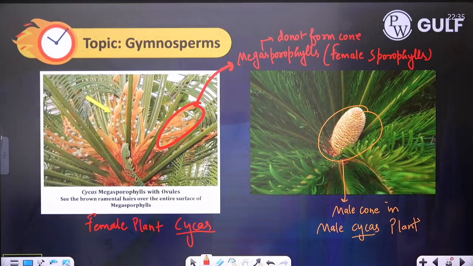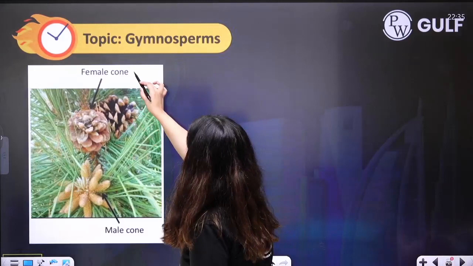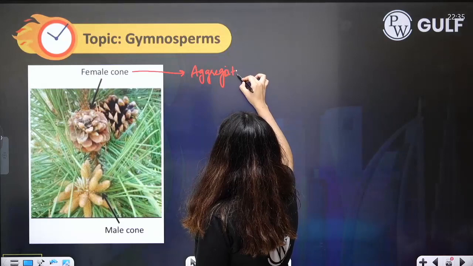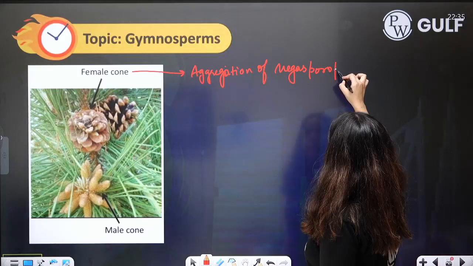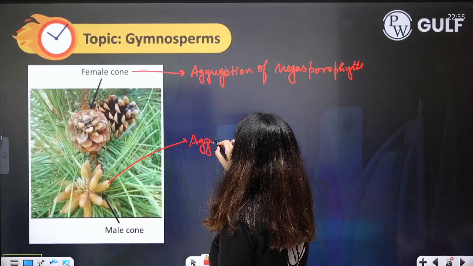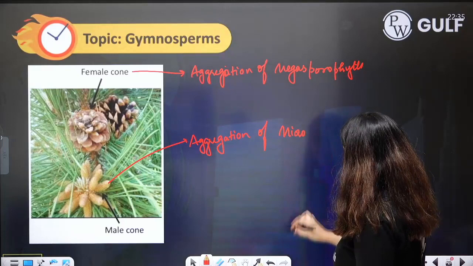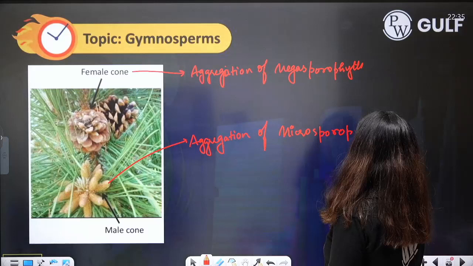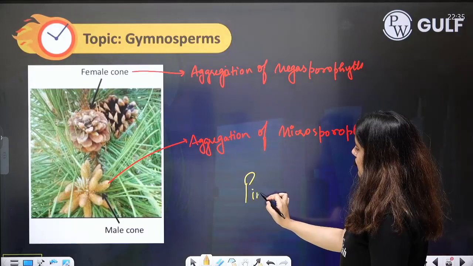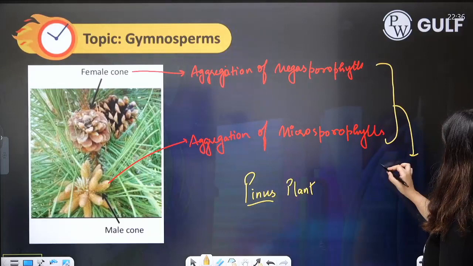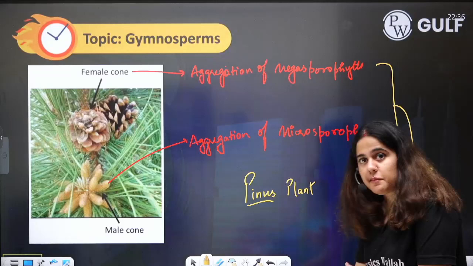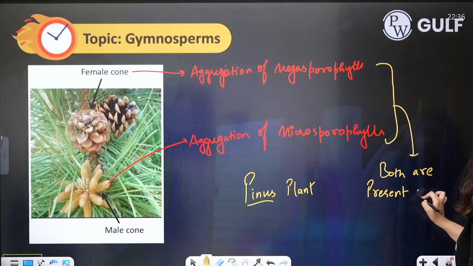Similarly, here in pinus, you can see the female cone, which is an aggregation of megasporophylls, and the male cone, which is an aggregation of microsporophylls. Microsporophyll is a male sporophyll, and megasporophyll is a female sporophyll, right? And this is a pinus plant. Both are present on the same plant, unlike cycas, which has separate plants for male and female. Here pinus has the same plant for male and female parts.